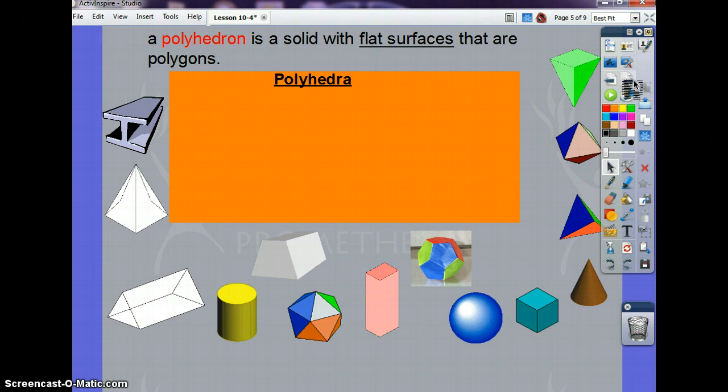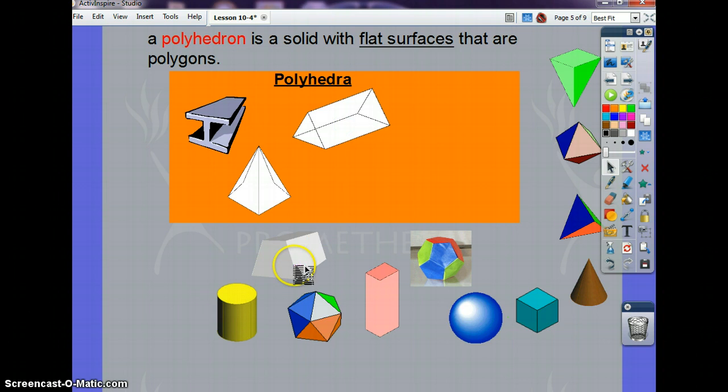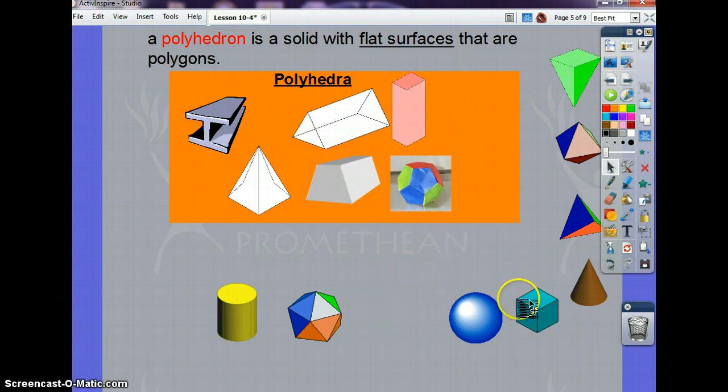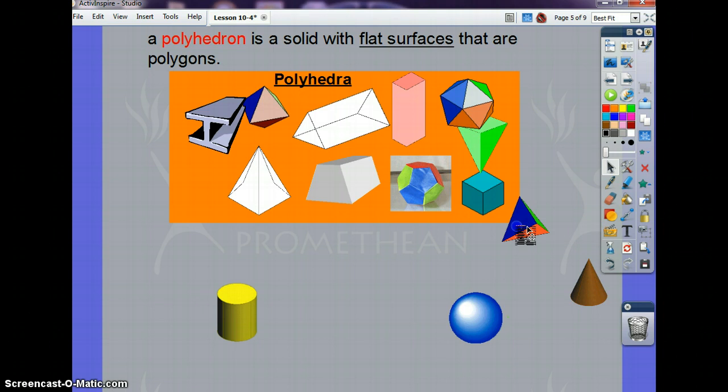Let's take a look at some polyhedra. Polyhedra are solids with flat surfaces that are polygons. So what we're going to do is take all of the polyhedra that we see on this slide and drag them onto the orange mat. We're looking for things that have flat surfaces that are polygons. These are all called polyhedra. They have flat surfaces that are polygons. So essentially the ones that I'm left with are not polyhedra because they don't have flat surfaces that are polygons.